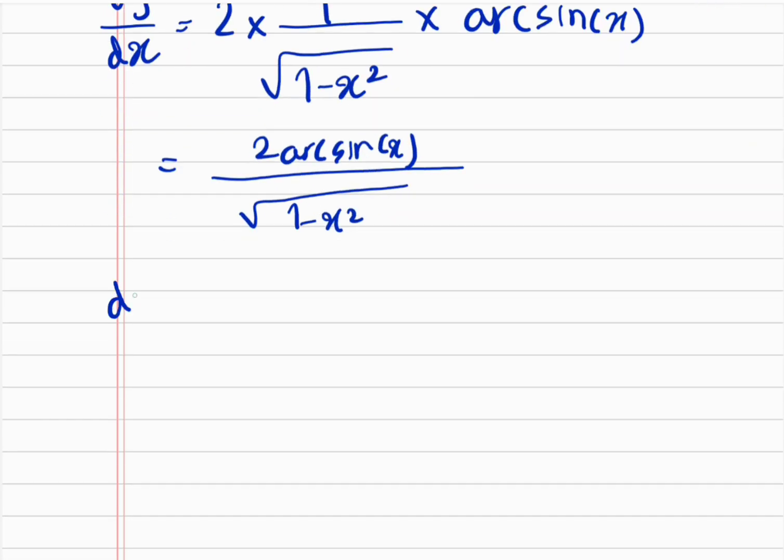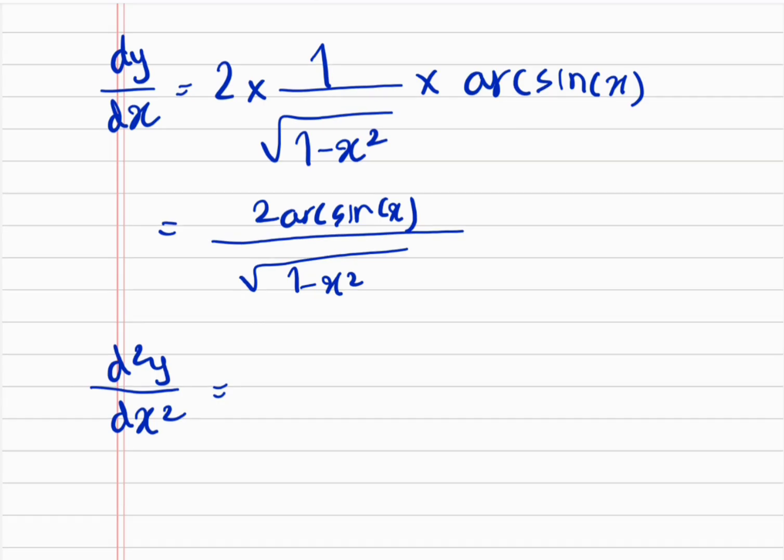Now we should find the second derivative. For the second derivative, we need to use the product rule and also the chain rule, because I like to rewrite this as 2 arc sine x times, then I'm going to write the square root of 1 minus x squared as 1 minus x squared to the power of minus a half. The reason I wrote this is because I wanted to use the product rule rather than the quotient rule in this case. But you can always use the quotient rule when you have a fraction.